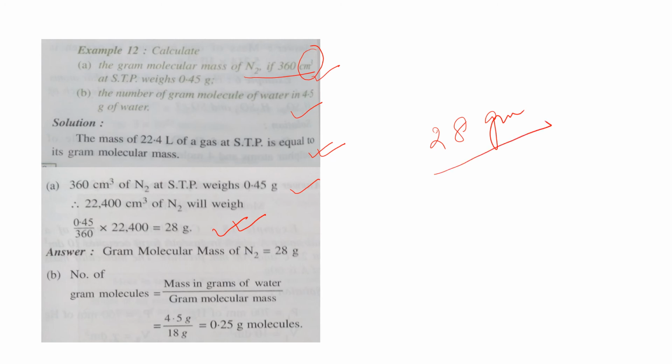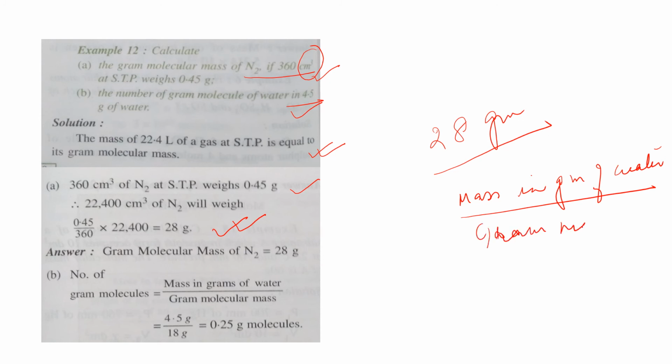Okay, just unitary method. Now the second question is the number of gram molecules of water in 4.5 gram of water. So the number of gram molecules is equal to mass in grams of water, that is given 4.5, divided by the gram molecular mass of water. The gram molecular mass of water is 18, you know, and this is given 4.5. So 4.5 by 18, we are getting 0.25 gram molecules.